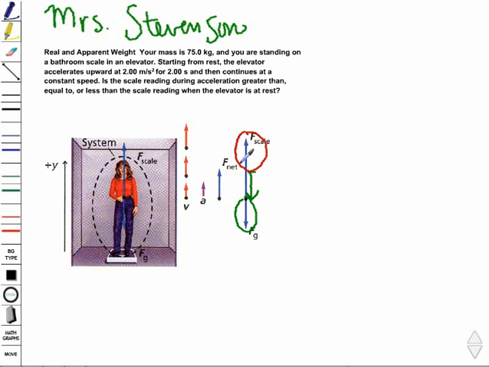And now this problem has two parts to the motion of the elevator. There's a part where the elevator is going at a constant speed, and there is a part where the elevator is accelerating. And we are just going to look at the part where the elevator is accelerating. So we're going to list our knowns and our unknowns.